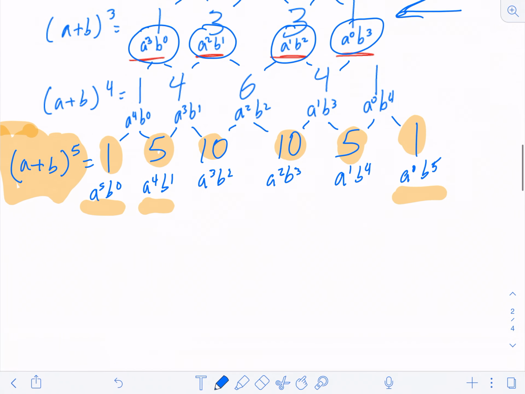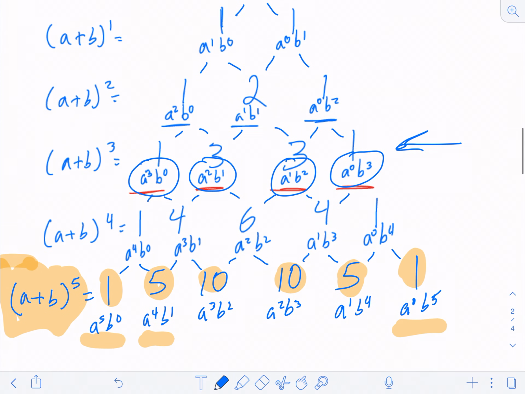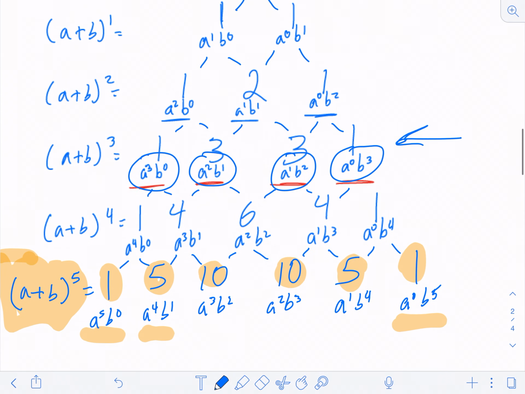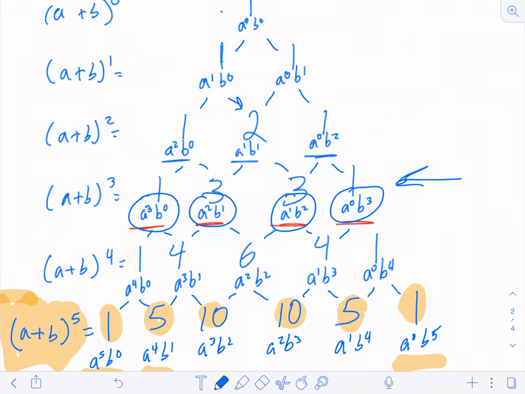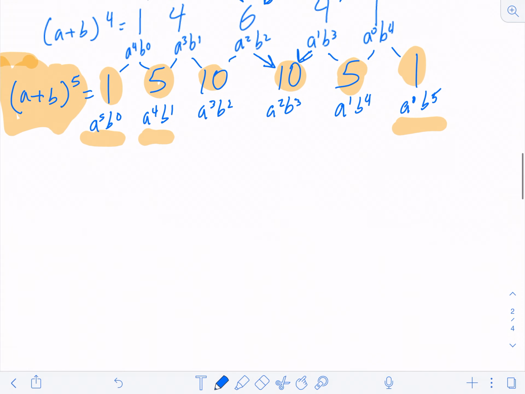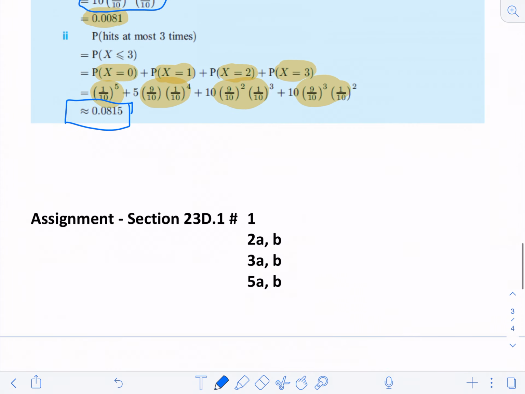Then use Pascal's triangle to expand. And again, here's Pascal's triangle, at least down to the 5th. We could keep expanding that. If you recall, where am I getting these numbers from? I'm adding the 2 numbers above to get that. How did I get the 6? That was the 3 and the 3. How did I get this 10? That was the 4 and the 6, added together. It's how I get all my coefficients, and use those to get our probabilities.